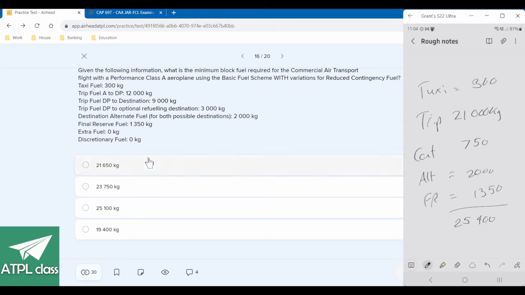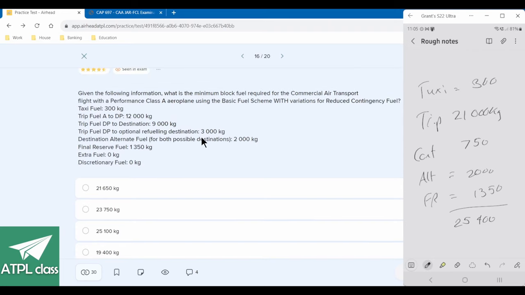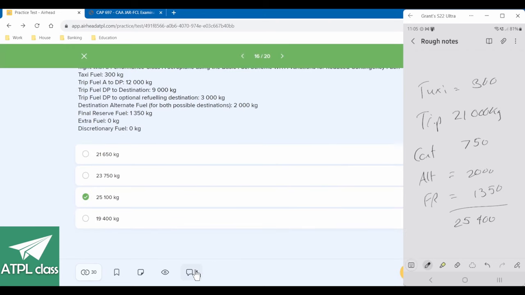No, it's not. Okay, so I think I've got the reduced contingency fuel procedure a bit confused. 25,400, what have I done? Alternate for both possible destinations is 2,000. Is it 5% contingency? Yes, it is. Basically, with variations for reduced, taxi fuel 300, plus that, final reserve 1350. I'll just do this one. Oh, there's no explanation for that.